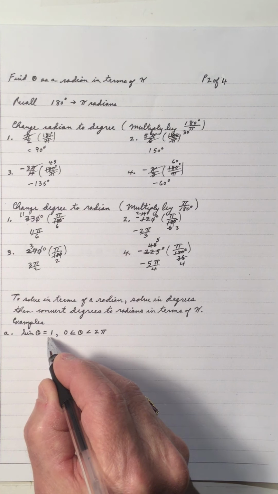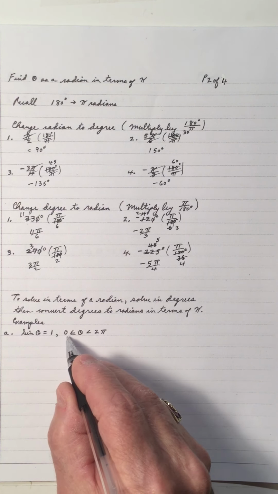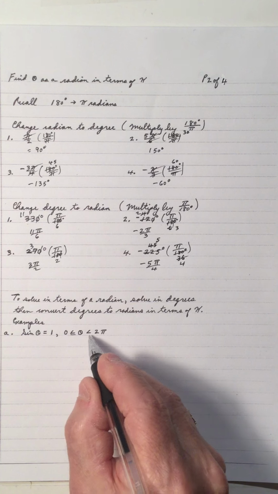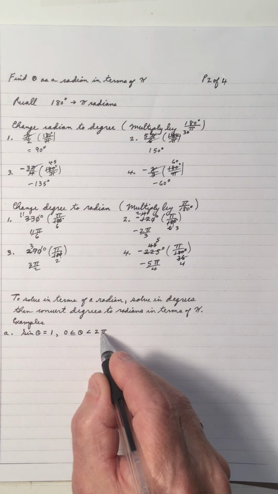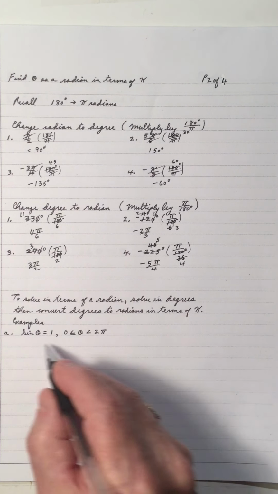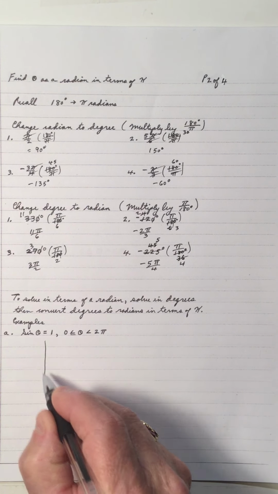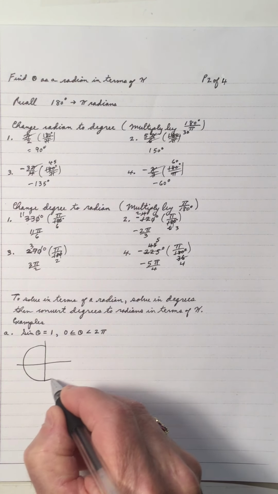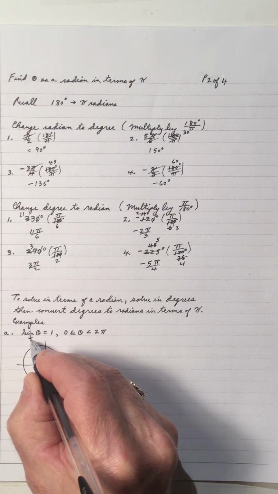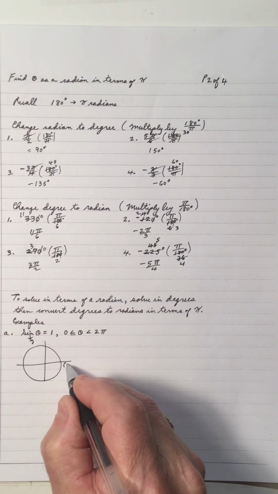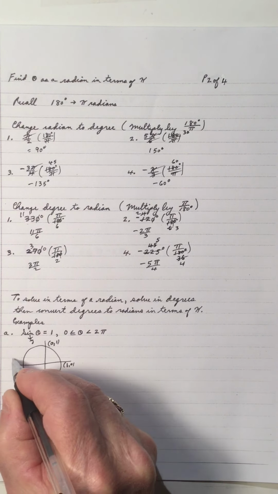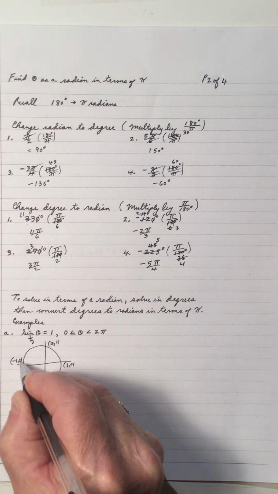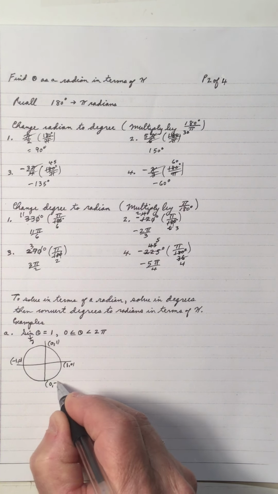Sine theta is 1. We've got to solve for theta. Notice 0 less than or equal to theta less than 2 pi. Notice this is in terms of pi. So that means I want the answer in terms of pi, in terms of a radian. Draw a circle. Sine is related to the y, so this right here is 1 comma 0. This is 0 comma 1. This is negative 1, 0. This point is 0, negative 1.